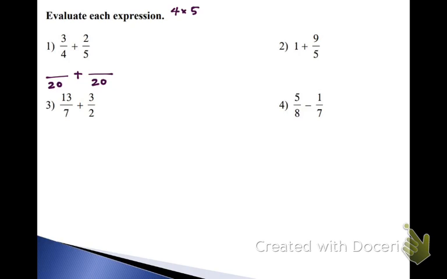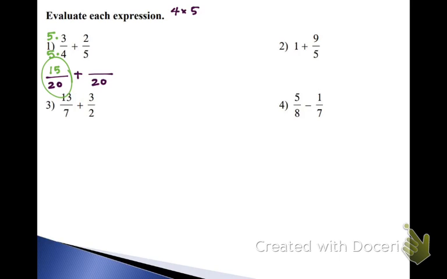20. All right, so what do we need to multiply by 4 to get 20? 5. So if I multiply the bottom by 5, what do we need to multiply the top by? 5. So 5 times 3 is 15. This fraction is equivalent to 3/4. If we were to reduce it, they're the same number.